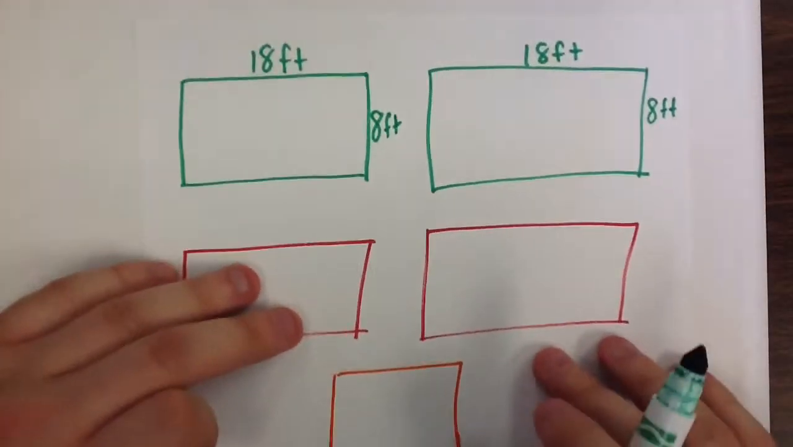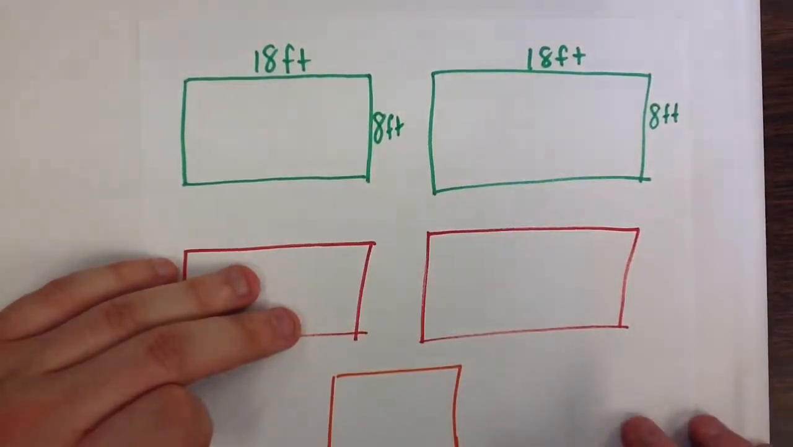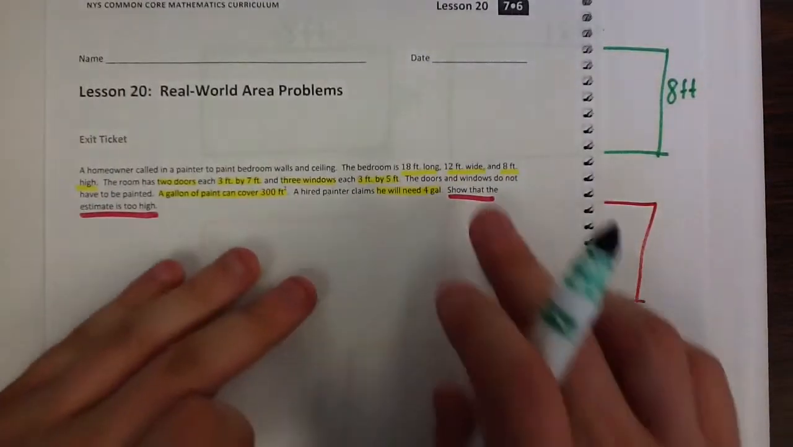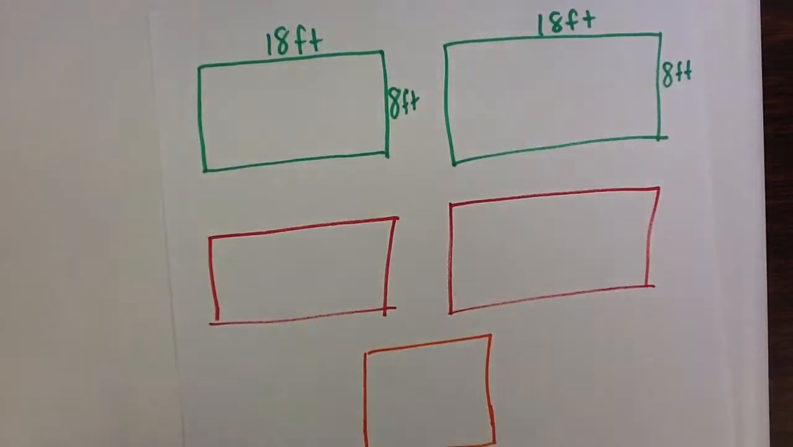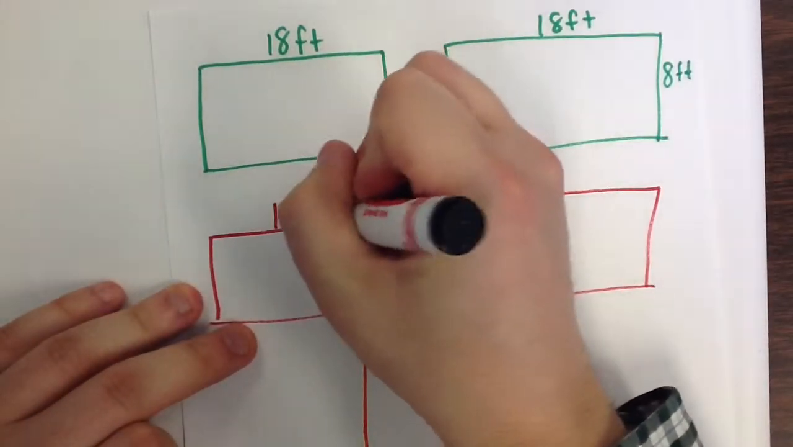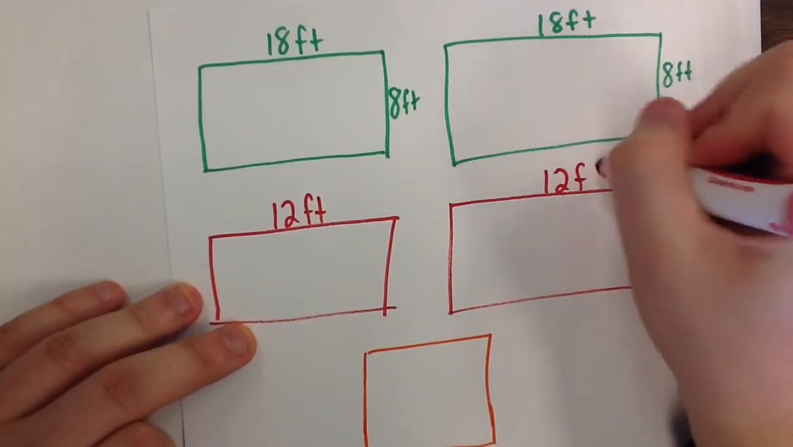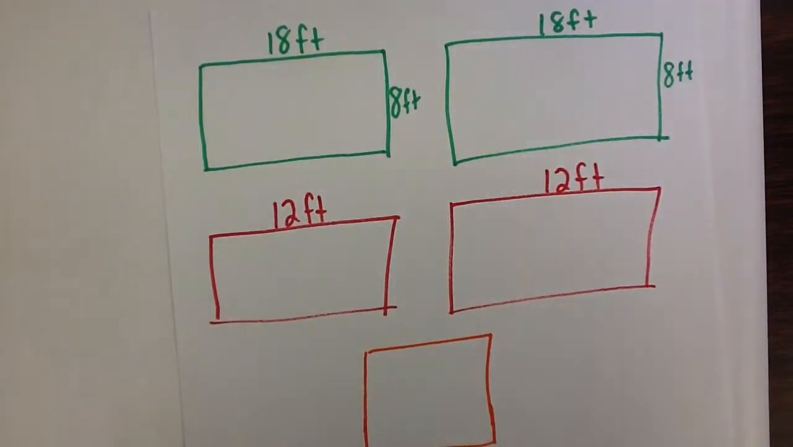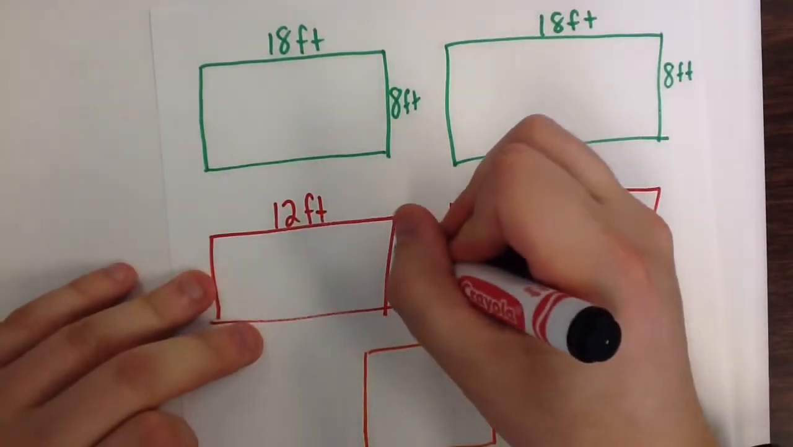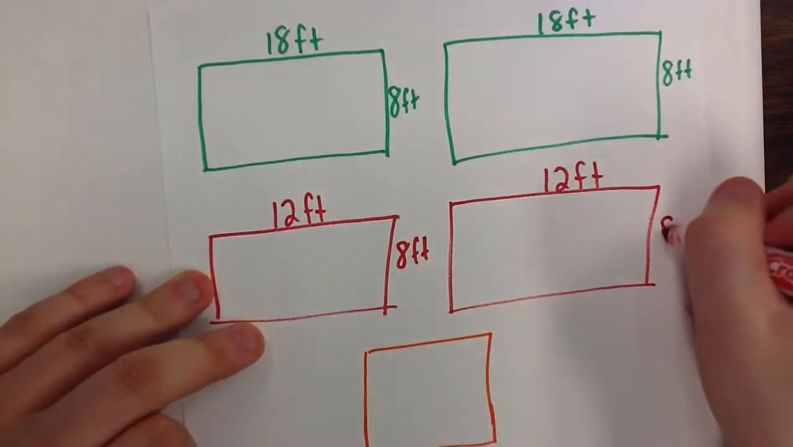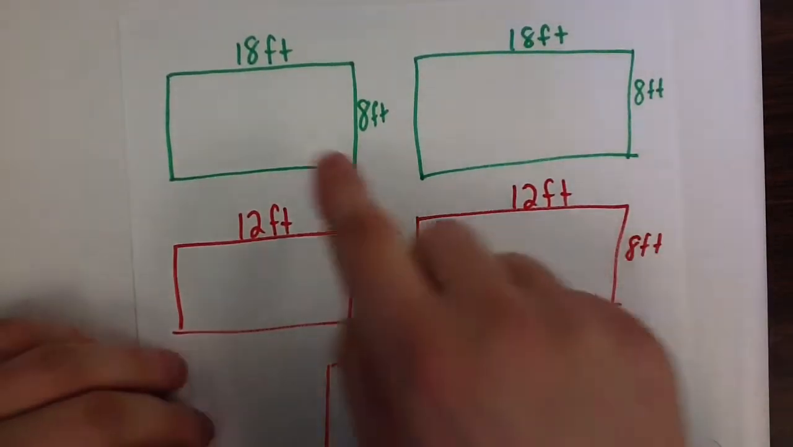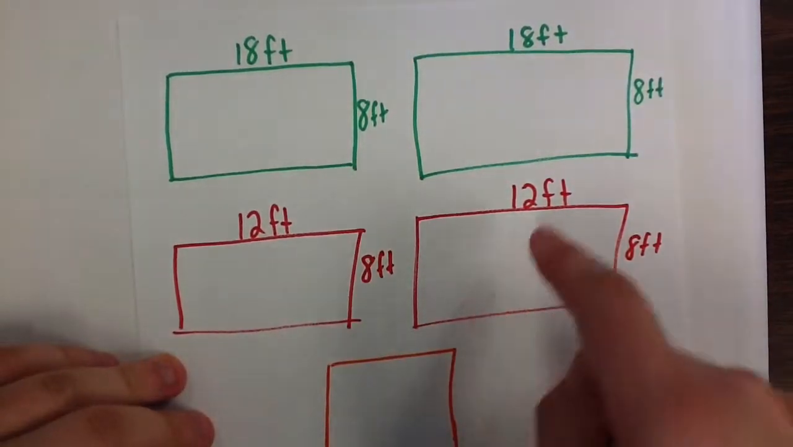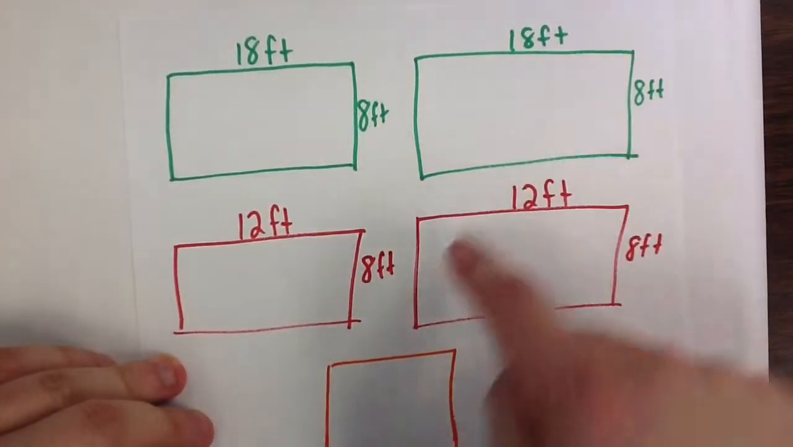So we have one set of 2 walls with the same measurements. But the wide walls aren't 18 feet, they're 12 feet. So the 2 other walls are 12 feet long, and the room is the same height, still 8 feet. We're going to find the area of all of these walls.